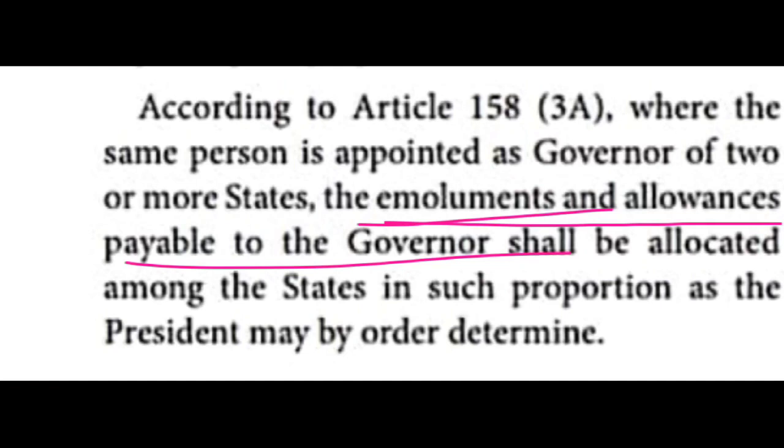Before that, the President has to pass the order. Such an order only has to be passed. Through the order only, the two states have to decide the salaries of the governor. Likewise, children, these are the things given in the appointment column.